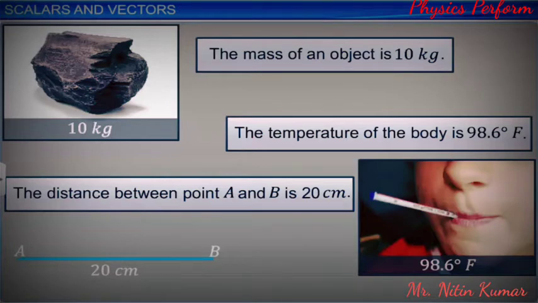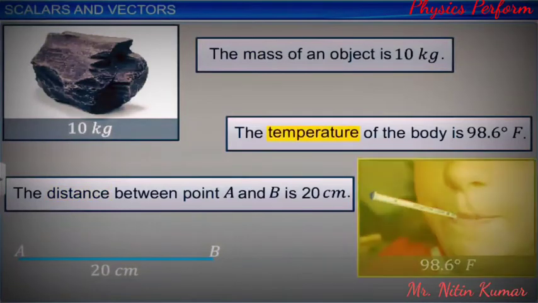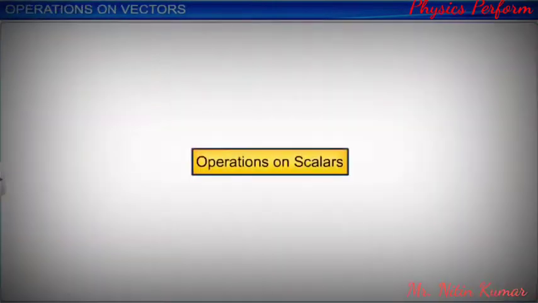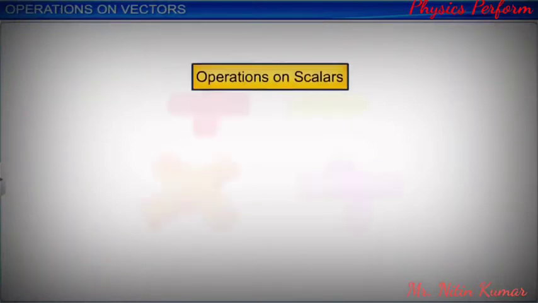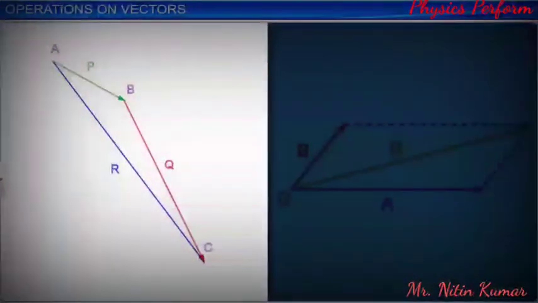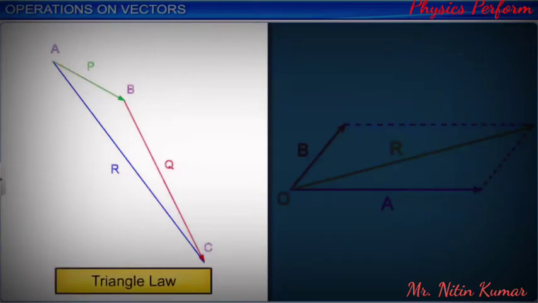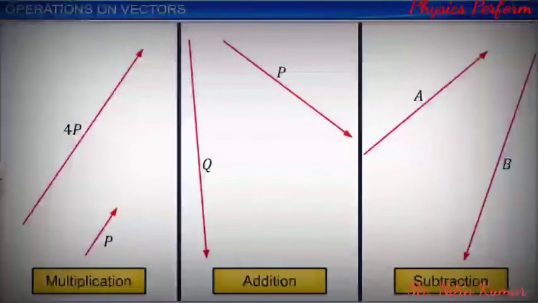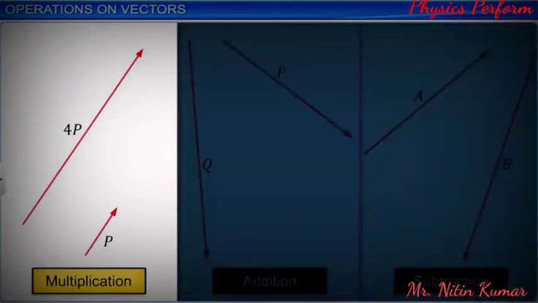As with numbers in elementary mathematics, scalars can be added, subtracted, multiplied, and divided. Operations on scalars are the same as in elementary mathematics and algebra, whereas operations on vectors obey the triangle law and parallelogram law of addition. You will learn various operations on vectors one by one in detail. First, let's start with multiplication of a vector with a real number.